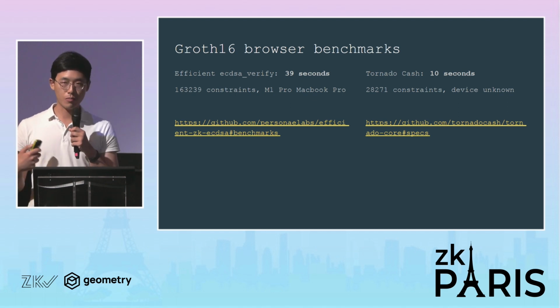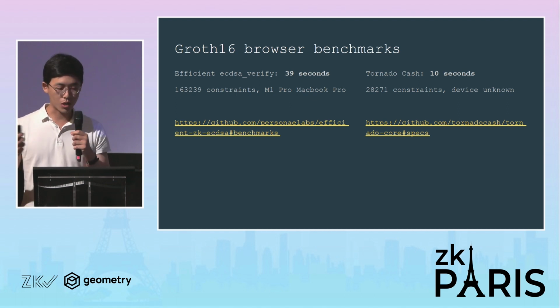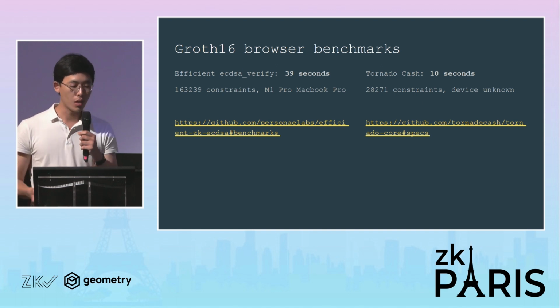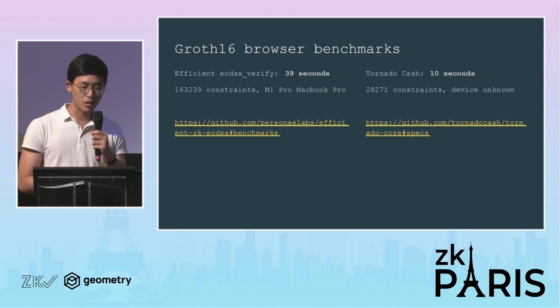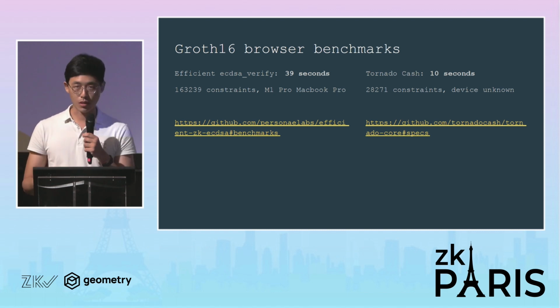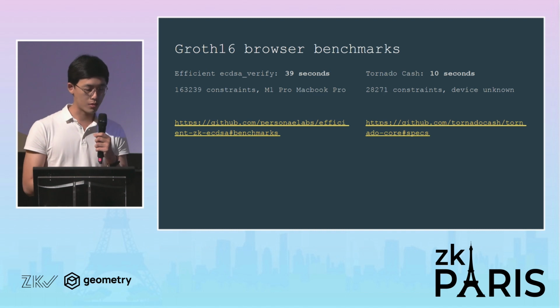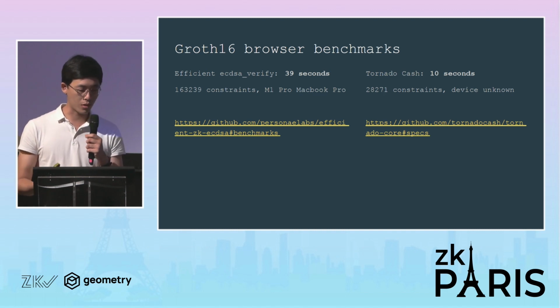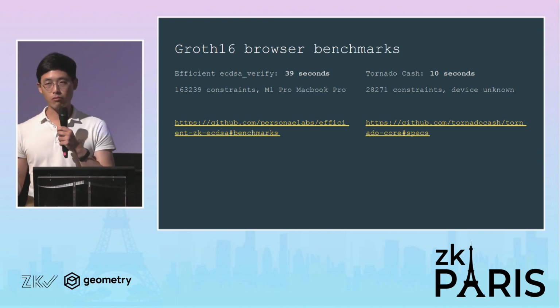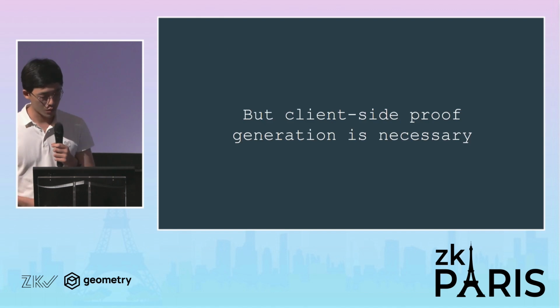Just to drive in the point about performance, in applications like Tornado Cash, depending on your machine, it takes 10 to 30 seconds. On my really old machine, it takes like 20 seconds. And for other circuits, like the Persona Labs efficient ECDSA verification circuit with 163,000 constraints on an M1 MacBook Pro, 39 seconds. So that's not very good user experience.